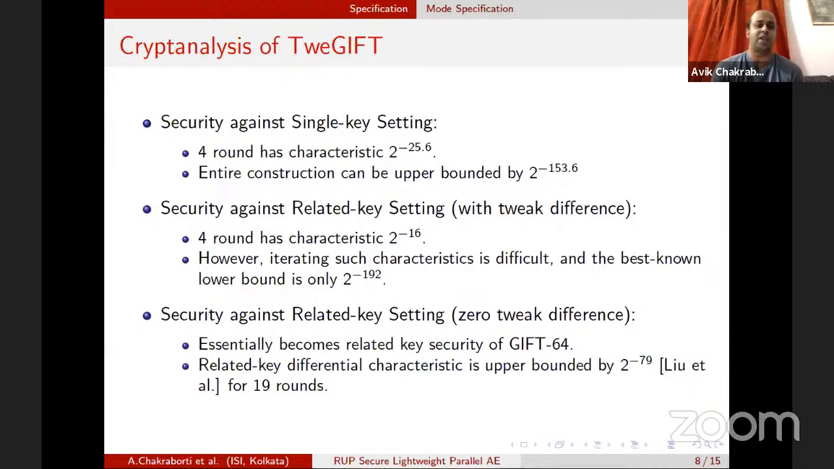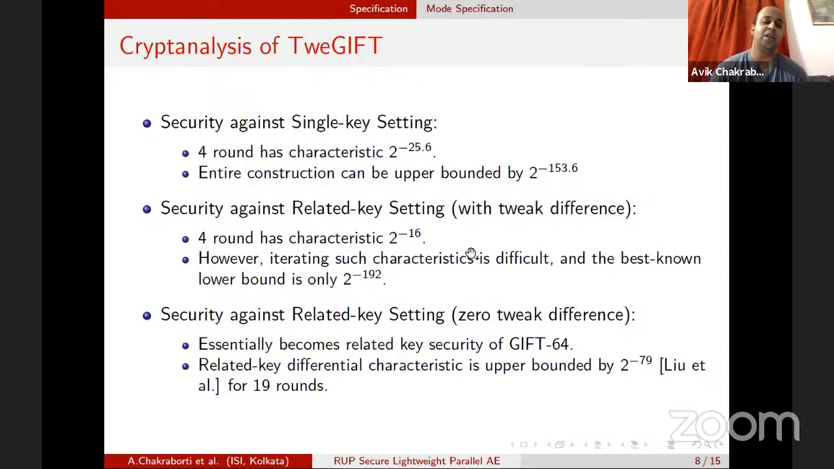Now, it is not a standalone block cipher, and it has some updates over a standalone block cipher. That's why we need some additional cryptanalysis over this TWI-GIFT. First, I would like to say that in security against related key settings with zero tweak difference, it is exactly the same as GIFT64, because we have found that in 2019 CISP, Sasaki and Liu provided an upper bound of 2 to the power minus 69 for the related key differential characteristic, 2 to the power minus 69 to minus 79. Sorry.